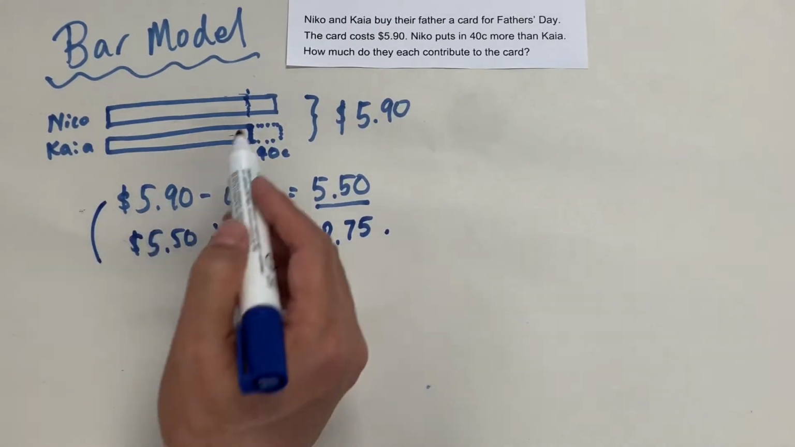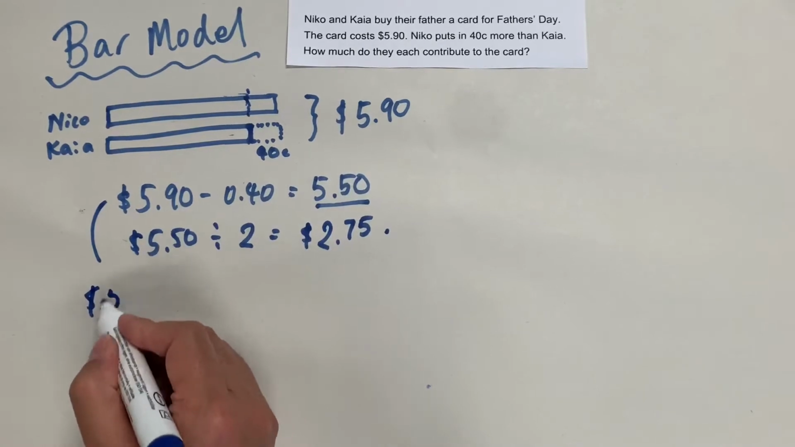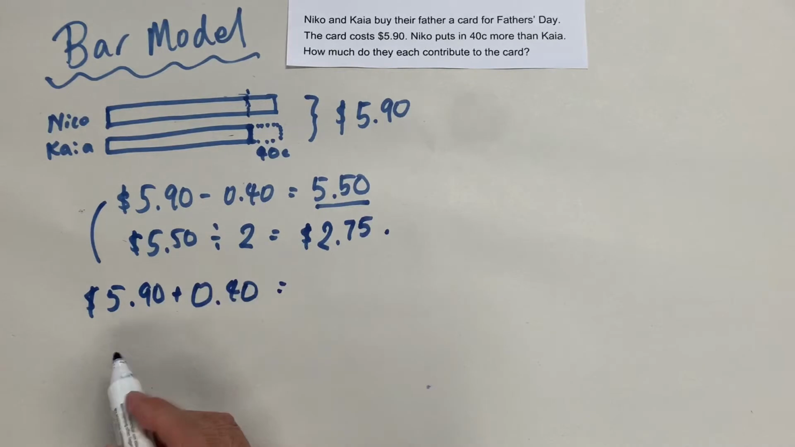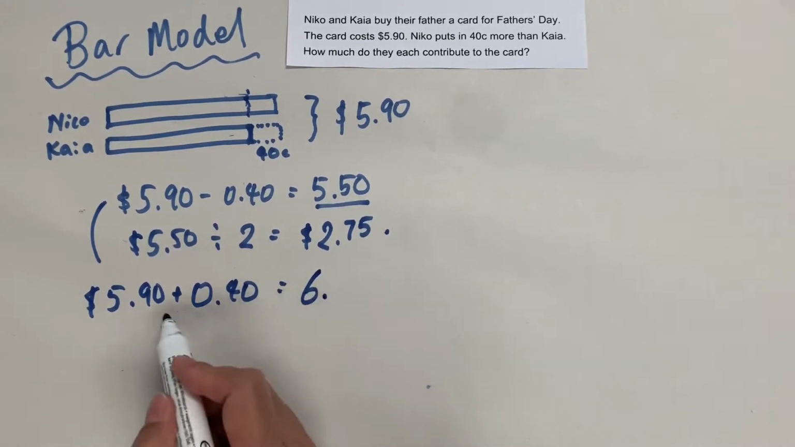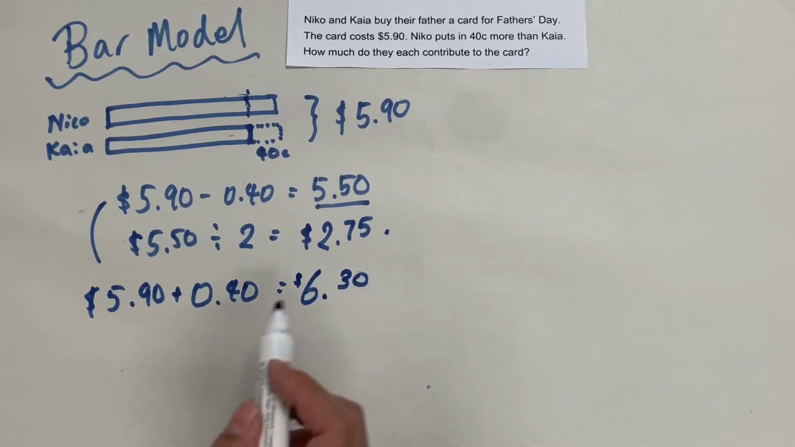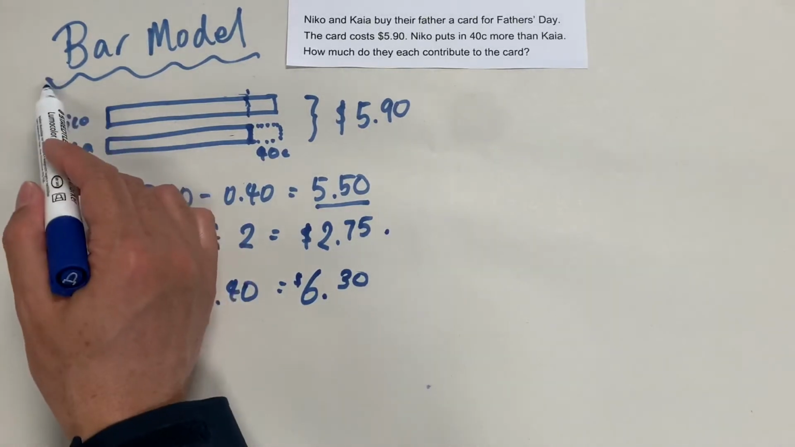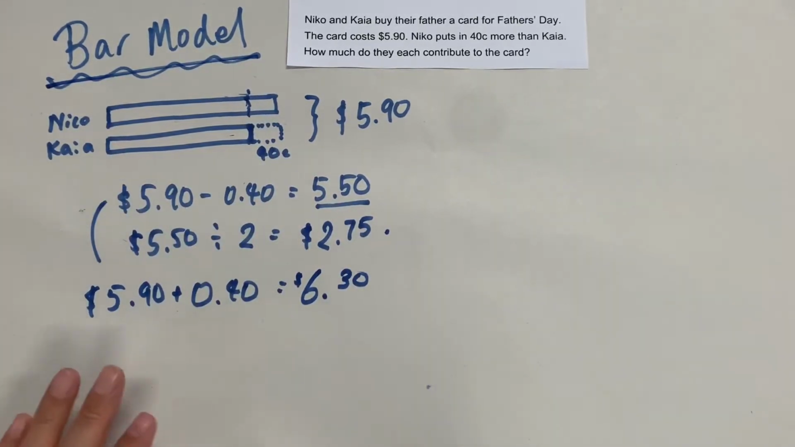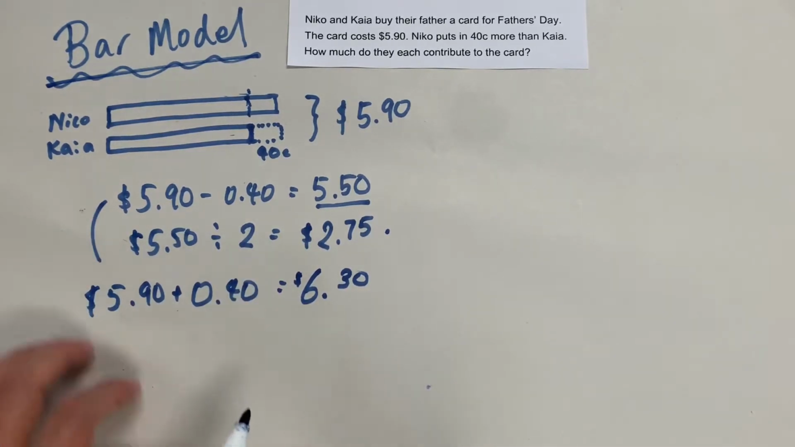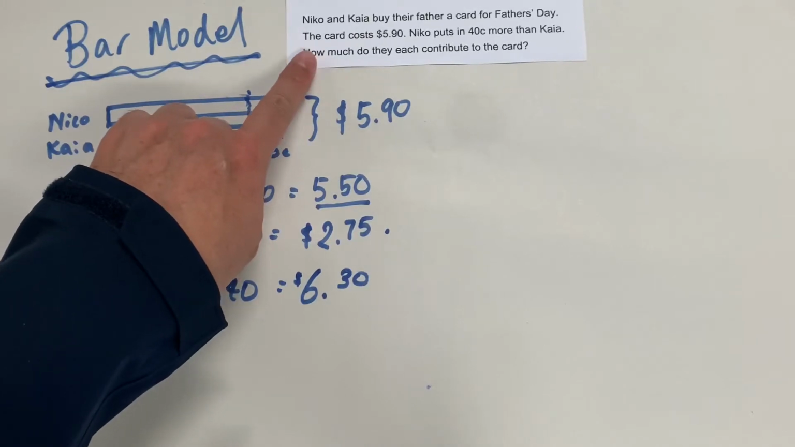Or if I add 40 cents to this, that is $6.30. If I have this, I can find out what Nico spent. Now, this is what the bar model can do. You can picturize, or make a picture of, the problem. So this is the first problem.